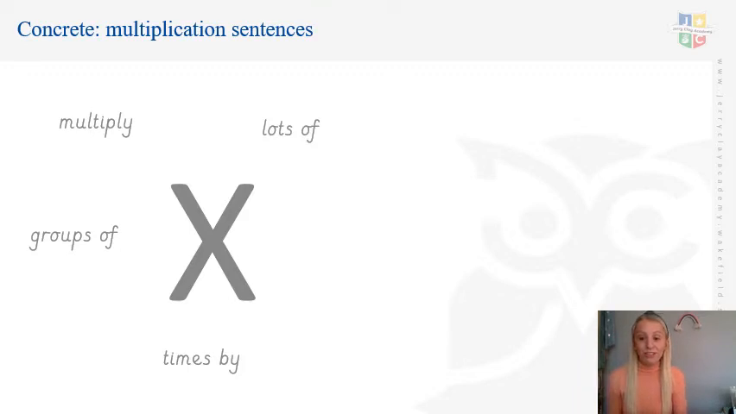Okay, so we're going to continue our work with multiplication today. So remember that when we do our multiply sign, show me multiply. Brilliant. We can say multiply, lots of, groups of, and times by. Let's say it together. Ready? Multiply, lots of, groups of, times by. Brilliant. And today we're going to be focusing on the 2 times table.